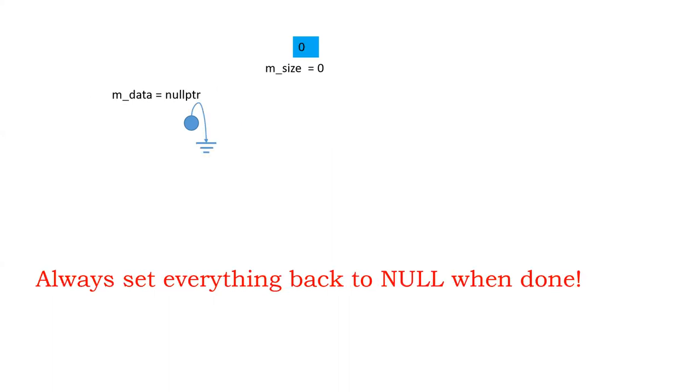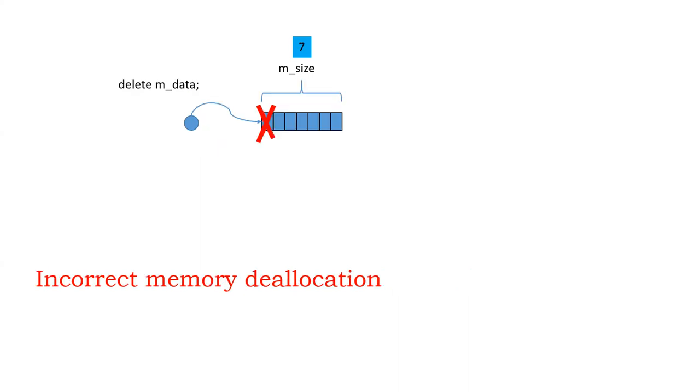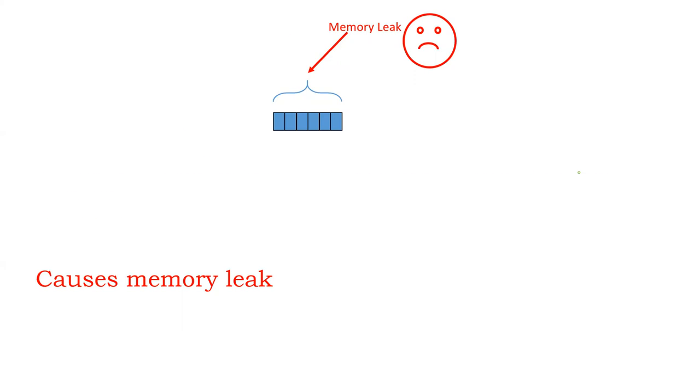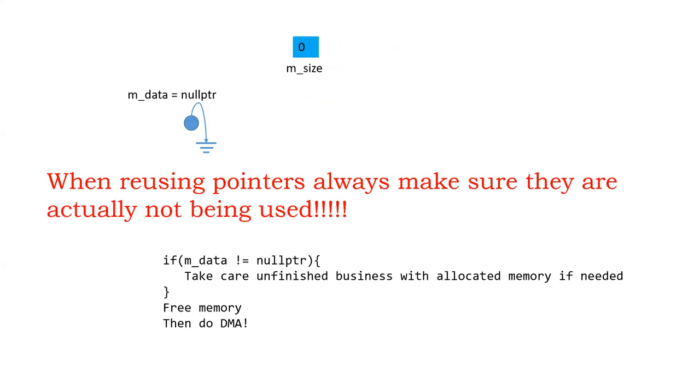And also we mentioned that after you are done with all that, you have to make sure you set it back to null if you don't know what happens to the pointer later, okay? If you cannot foresee it, you have to do it just in case. If by mistake you do not delete the way you allocated, you get a segmentation fault because you had a single entity and you deleted it with array notation, or if it was an array and you deleted it without array notation, you only delete the first one and you're going to have a memory leak. So again, when reusing pointers, always make sure you take care of all the unfinished business you had with the allocated memory. If you have to do something with that memory, do it, and then free the memory and do dynamic memory allocation.